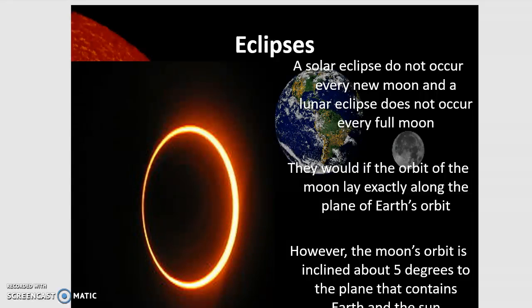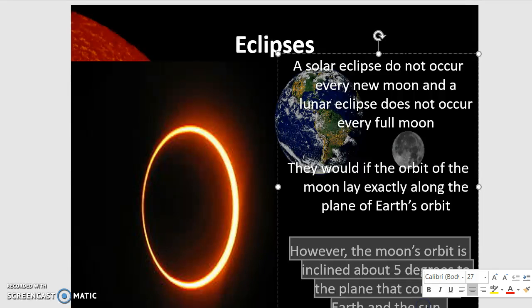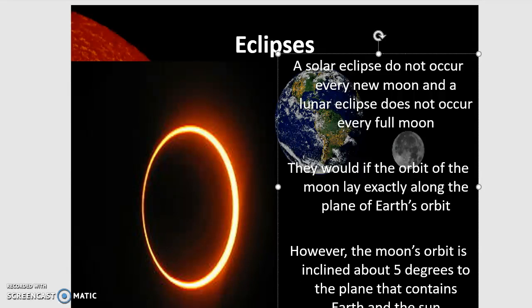Now notice, you do not always have a solar eclipse once a month because the Moon's orbit is inclined about 5 degrees to the plane that contains the Earth and the Sun. So what does that mean? That simply means that the Earth, Moon, and Sun system is not going to line up every single month. It is a much more rare event because of that slight incline on the plane.